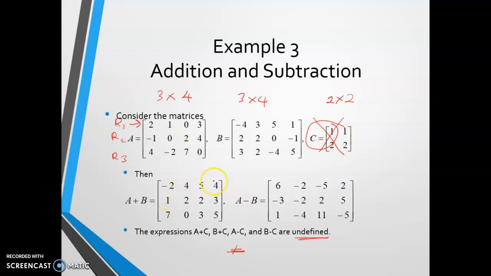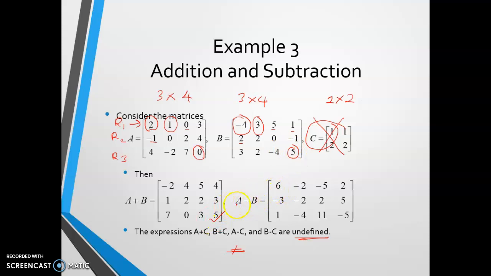Okay, so how to add A and B? A plus B. So 2 plus negative 4, negative 2, 1 plus 3, 4, and so on and so forth lah. Okay, ikut je. Negative 1 plus 2, 1, 0 plus 2, 2, and then 0 plus 5, 5. Okay, double check.